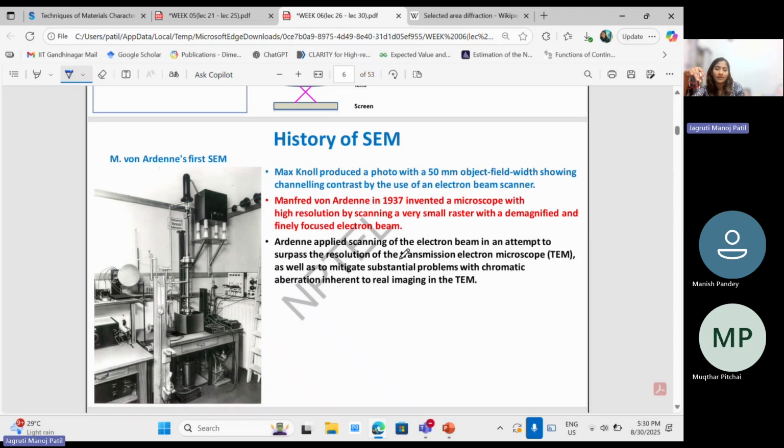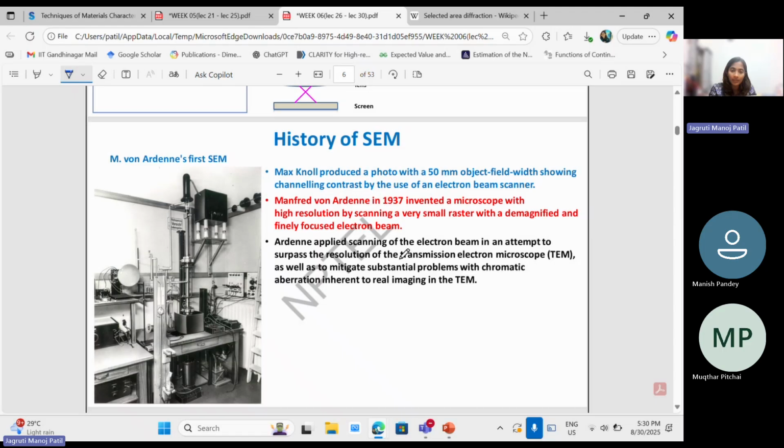For SEM, after some time, von Ardenne came up with the idea that we can reduce the voltage of the electron beam, make it focused and demagnify it because we don't need that much magnification, and raster scan, that is, scan the entire sample. That way I get the entire field of view where my sample is placed at one time only. That will give me much more inherent contrast, and it won't be that expensive and time consuming compared to TEM.